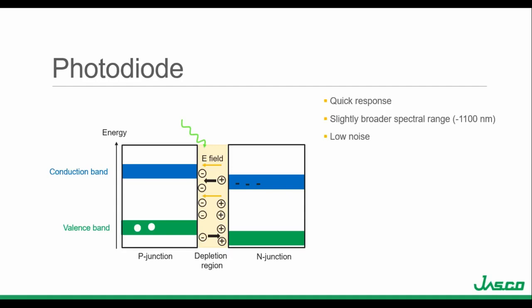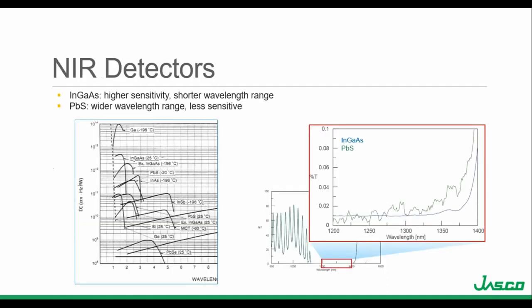Photodiodes have quick response time, a slightly broader spectral range than a PMT, and low noise. So while silicon photodiodes are less sensitive than PMT detectors in the UV-visible region, they are a cheaper alternative for applications not requiring high sensitivity.